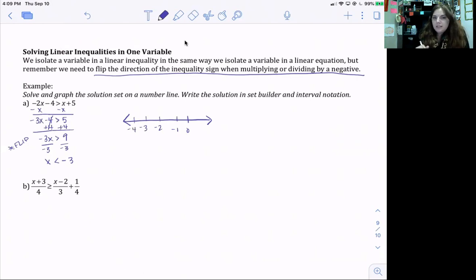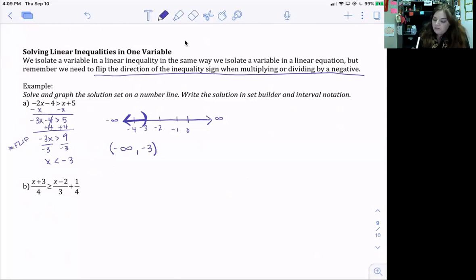And since we're less than, we're going to have a parenthesis. And we're going to go to the left. Okay, so remember on your number line, if you need to, add in the negative infinity, positive infinity. So our interval notation is going to match this. So we have negative infinity, which always uses a parenthesis, going to -3 with a parenthesis.